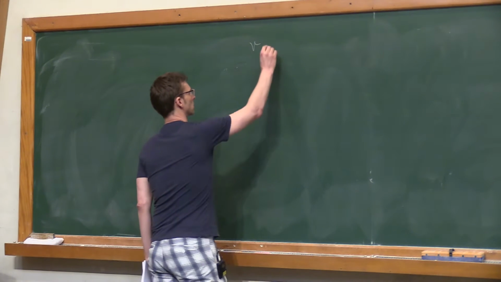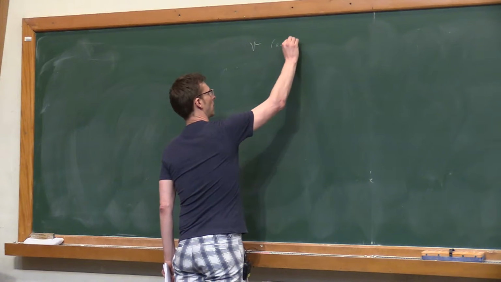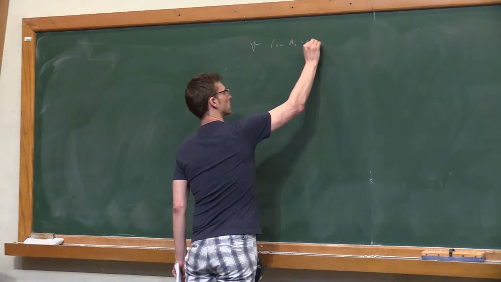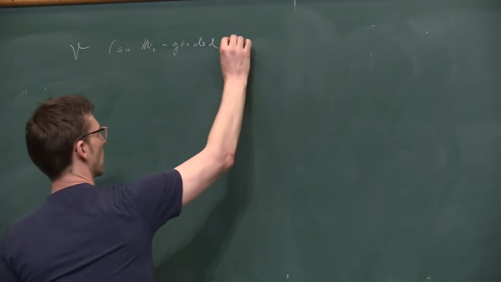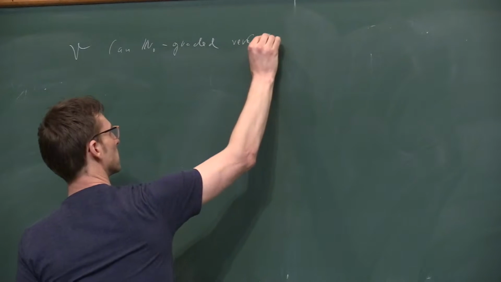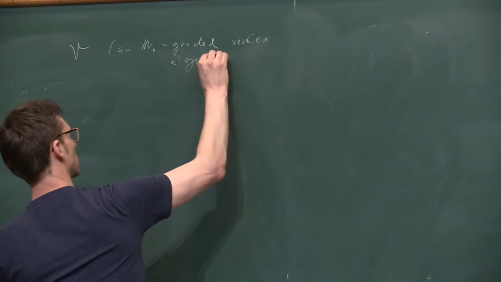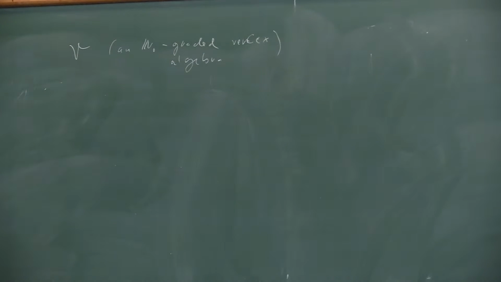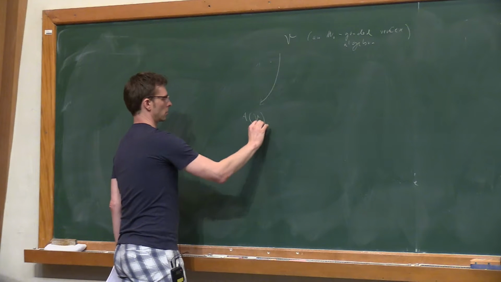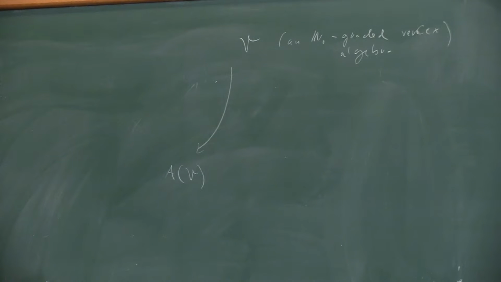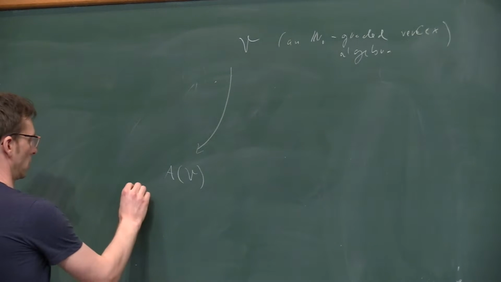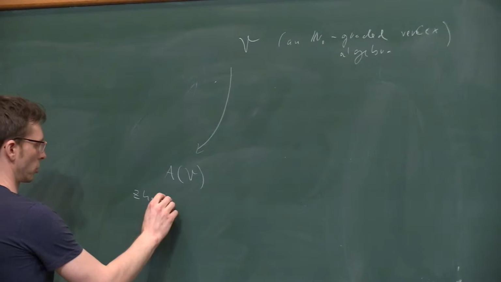So V will be some positively graded vertex algebra. And because a vertex algebra is usually quite a complicated object, if you want to do some representation theory or other things, it's better to assign something a little bit simpler that keeps some information. So we can assign what is called the Zhu algebra.